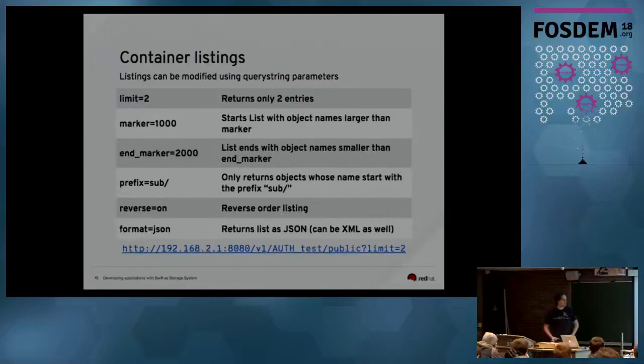And as a developer, I need some parsable data. What typically is done: Swift itself will return the object listing with just one entry per line, but you can also say, well, I need a JSON object or an XML object, and you can do so too.